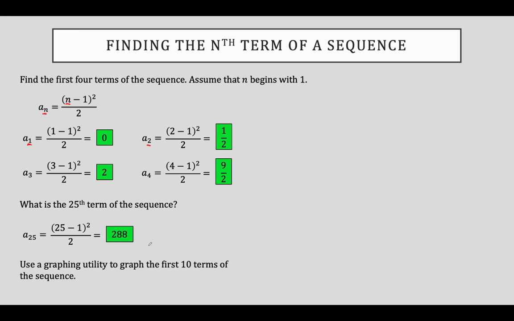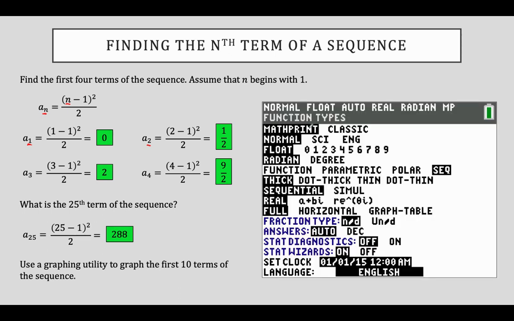Now, use a graphing utility to graph the first 10 terms of the sequence. So yes, we can graph sequences in our calculator. To do that, we want to begin by hitting the mode button. Once you hit mode, scroll down to the 5th line and go all the way to the right, and select sequence. We want our calculator to be in sequence mode. It was probably in function mode from your previous setting. Select sequence mode by hitting enter.